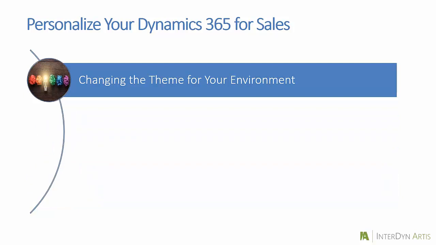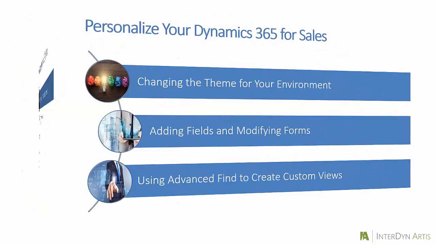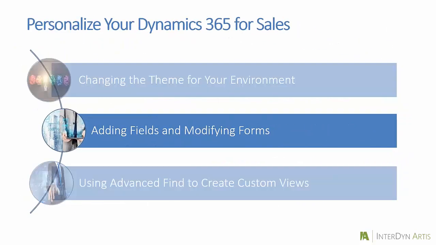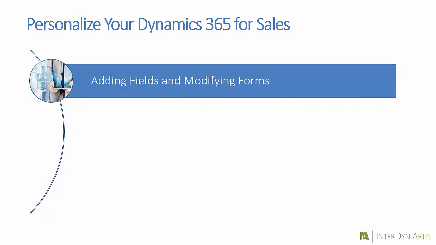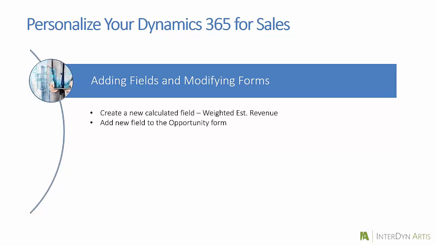So diving into each section, what we're going to take a look at is actually changing the color in the system. We'll even slap a logo in there to make it more customized to the business. The second area, when we talk about adding fields and modifying forms, what we're going to take a look at today is creating a calculated field in the system. And the calculated field is going to be weighted estimated revenue. We're then going to add that field to a form and populate some data into it, and then actually see that calculated field in action on the opportunity record.